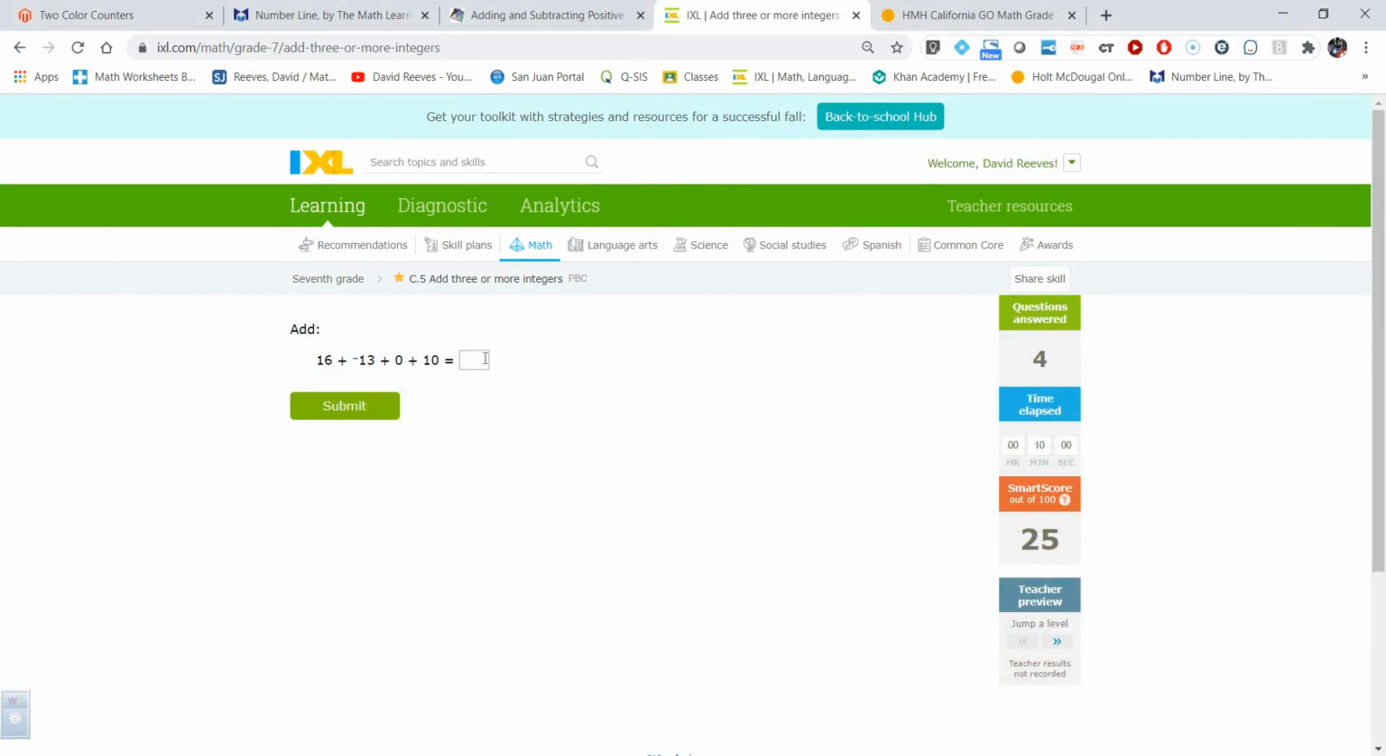I'm doubting myself after the last time, so let me do a double check here. 16 plus negative 13 is going to be positive 3. 3 plus 10 is 13. There we go. So that is an example, ladies and gentlemen, not one example, several examples for you from IXL of how you add 3 or more integers.